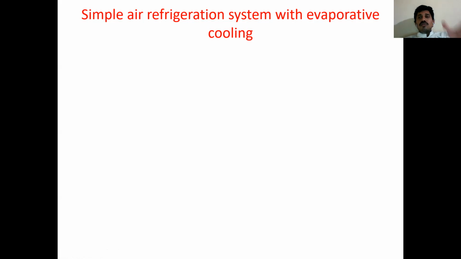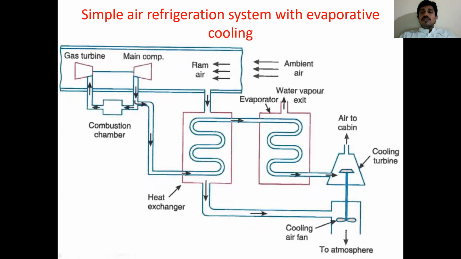Okay, now let us move to the simple air refrigeration system with evaporative cooling. Last class I discussed it without evaporative cooling; now I am talking about with evaporative cooling. See this diagram. The only difference between the previous diagram and this one is that I have added one heat exchanger, called an evaporator, in between the air cooler and the turbine. That is the difference, but working-wise it is the same.